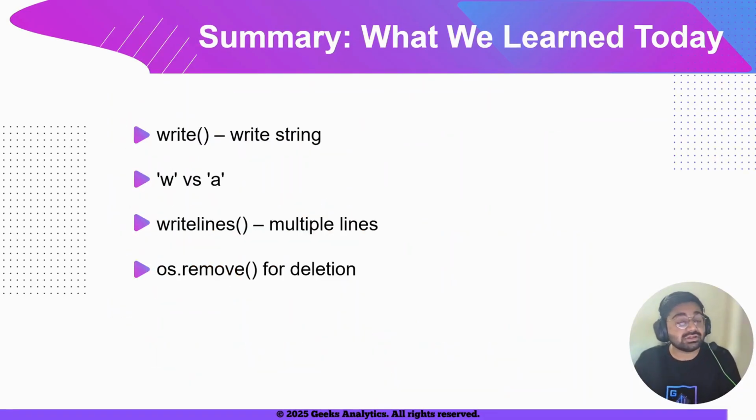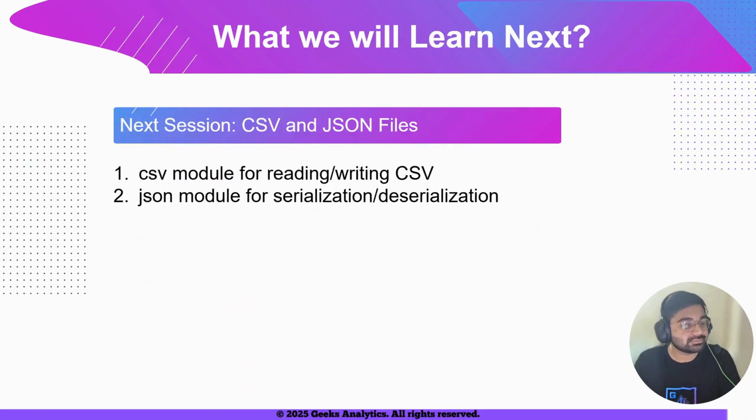So in today's session, we learned how to create, update, append, and safely delete files. We saw the difference between the write mode and the append mode. We saw how to write multiple lines with the writelines function, and we used os.remove for deleting files along with os.path.exists to check if a particular path exists or not. Just to add, os.path.exists will return true or false depending on whether the particular file exists.